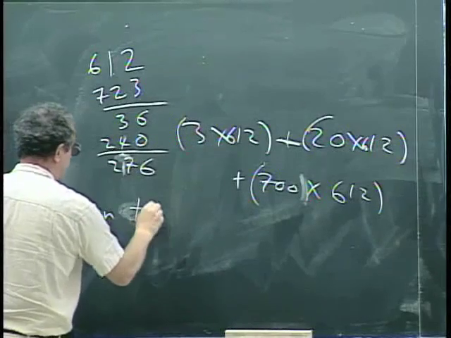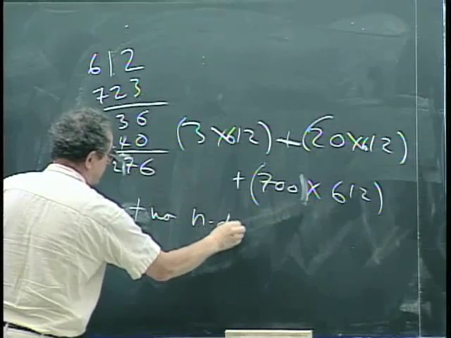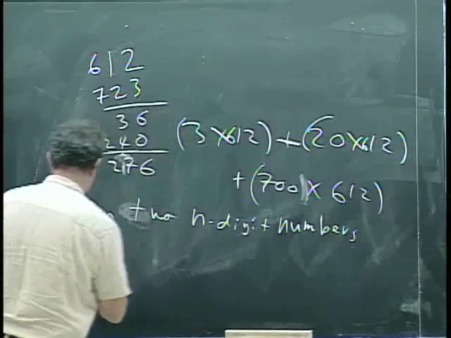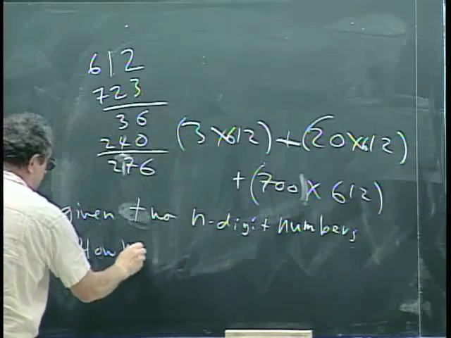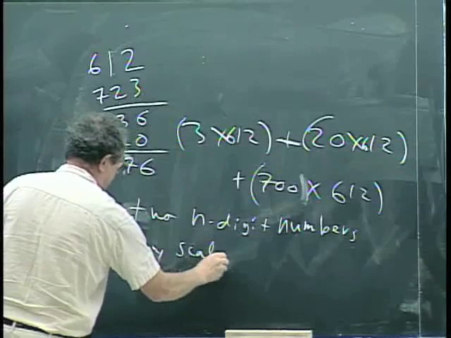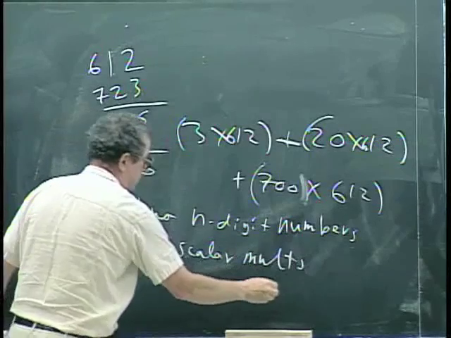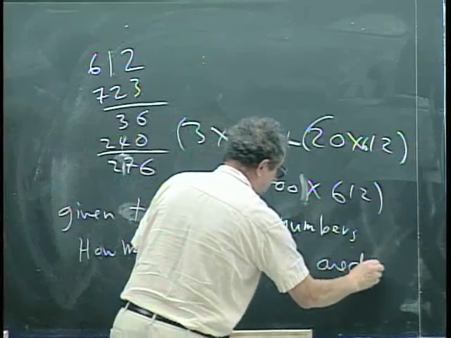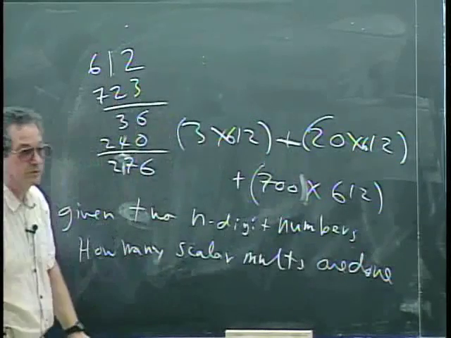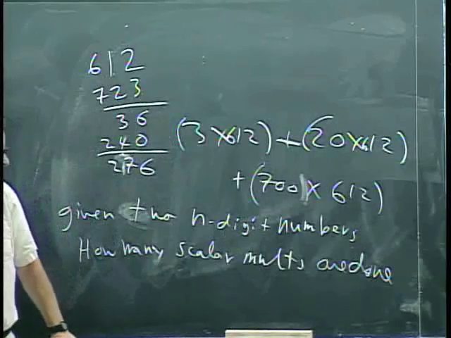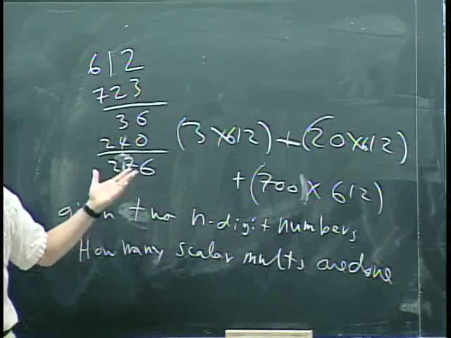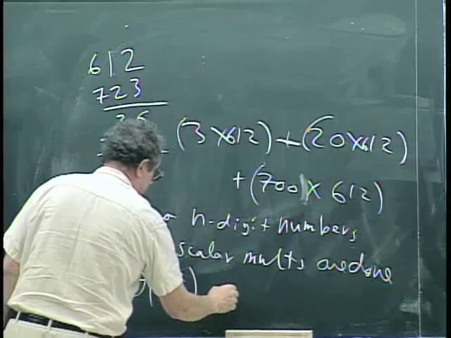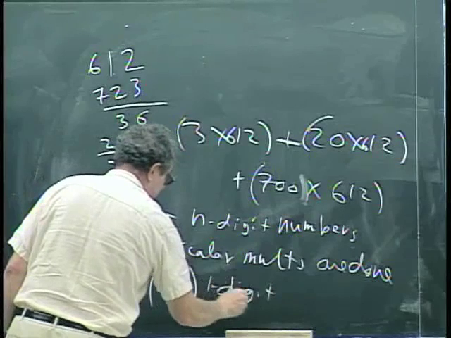All right, so now if we're given two n-digit numbers, how many scalar multiplications, that means multiplication of individual digits, are done in this sort of grade school way of doing things? Yeah, in terms of n, it is theta of n squared one-digit multiplications.